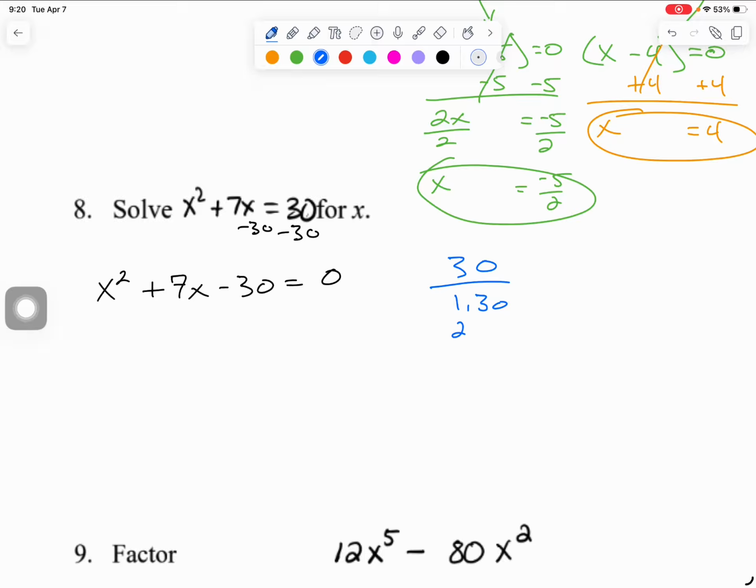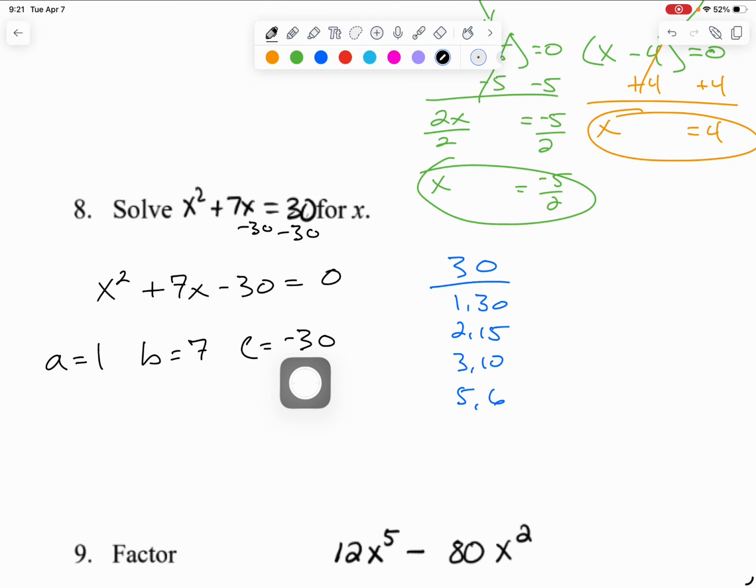1 and 30, 2 and 15. Do you even have to write all these out if you simply already can recognize what they are? No. Take the shortcuts every opportunity you get. Our C is now negative. All right, let me actually just put this in for you. A equals 1, B equals 7, C equals negative 30. That negative 30 tells us to subtract to get to our B value.